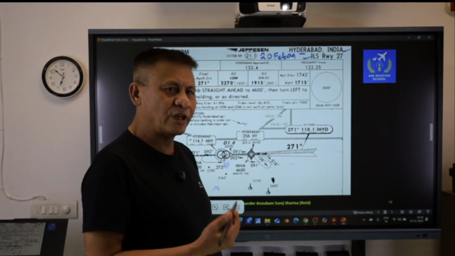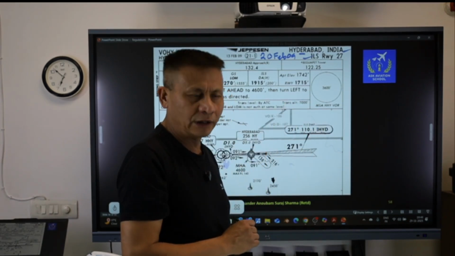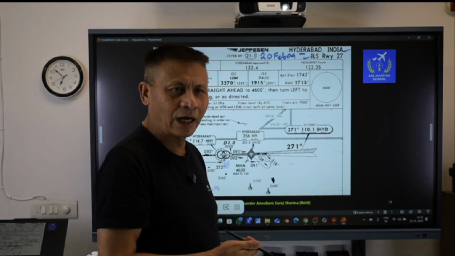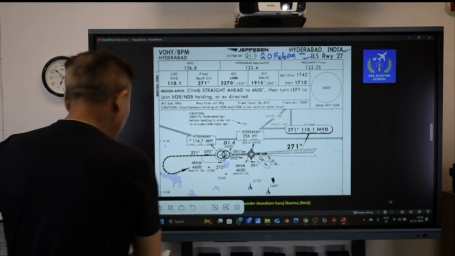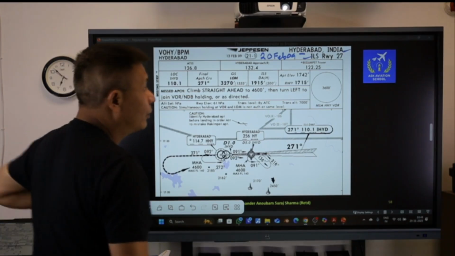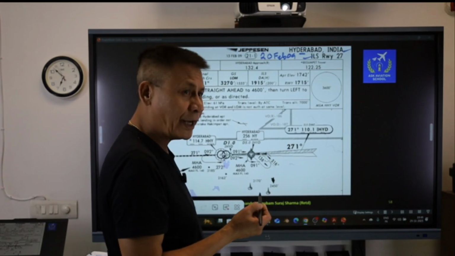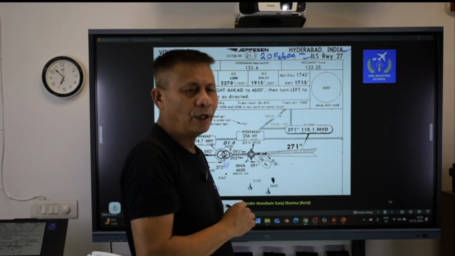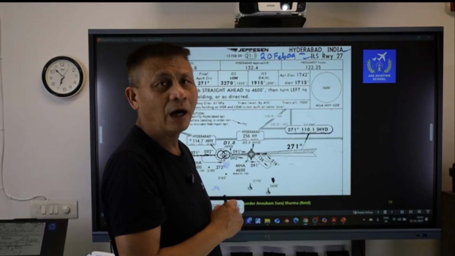So the minimum safe altitude is derived from the VOR, that is Hotel Yankee VOR. On a radius of 25 nautical miles centered around Hotel Yankee VOR, if you are maintaining 3,600 feet, the obstacle clearance which is ensured is 1,000 feet above the highest obstacle.